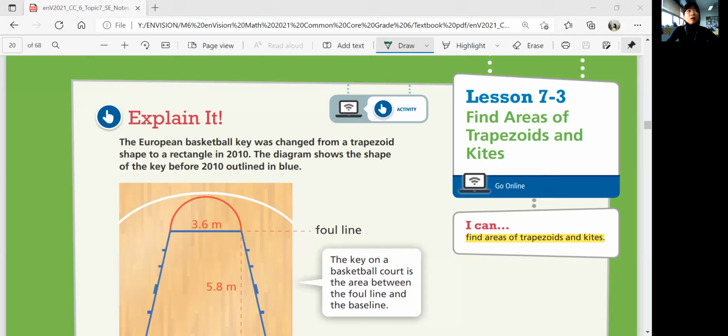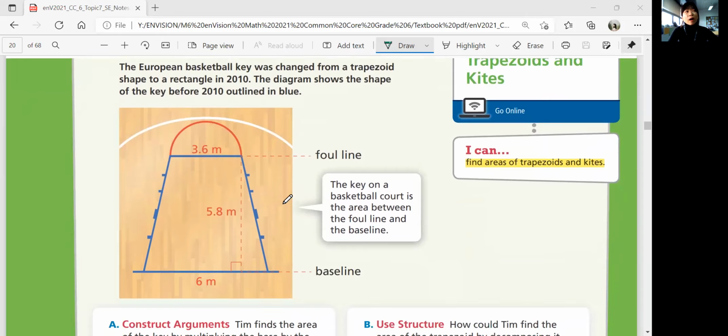This is lesson 7-3 video, finding areas of trapezoids and kites. In this lesson, we'll be able to find areas of trapezoids and kites. Let's start with explain it. The European basketball key was changed from a trapezoid shape to a rectangle in 2010. The diagram shows the shape of the key before 2010, outlined in blue.